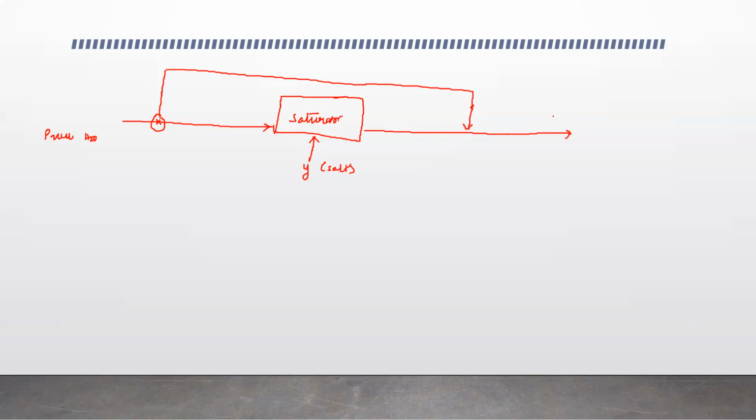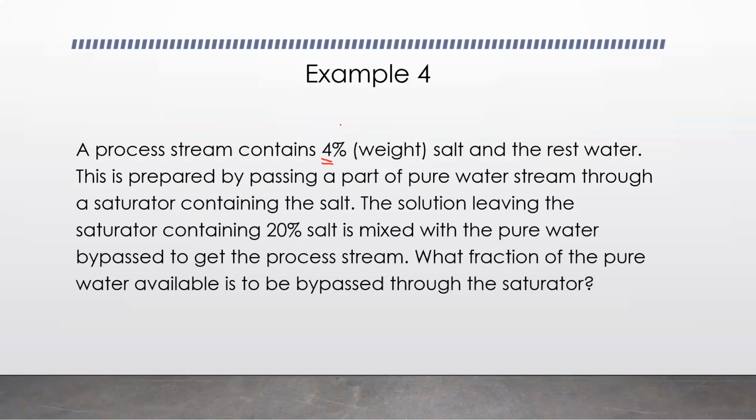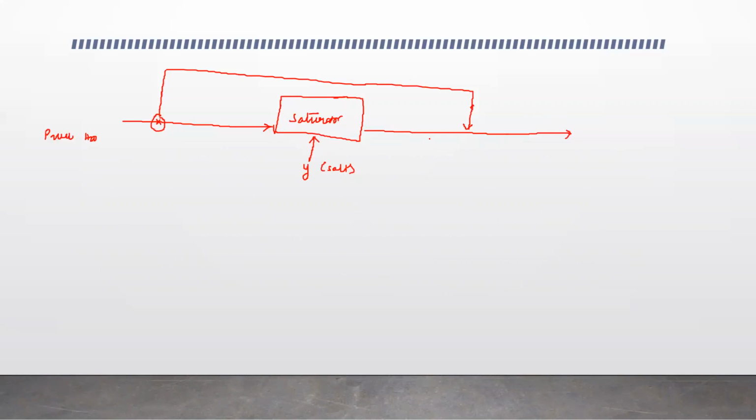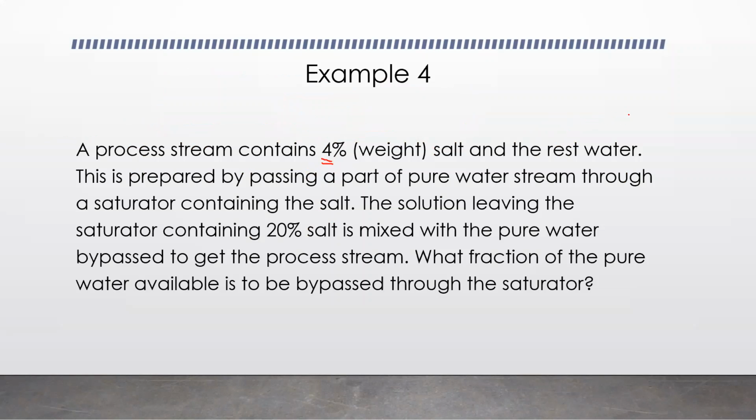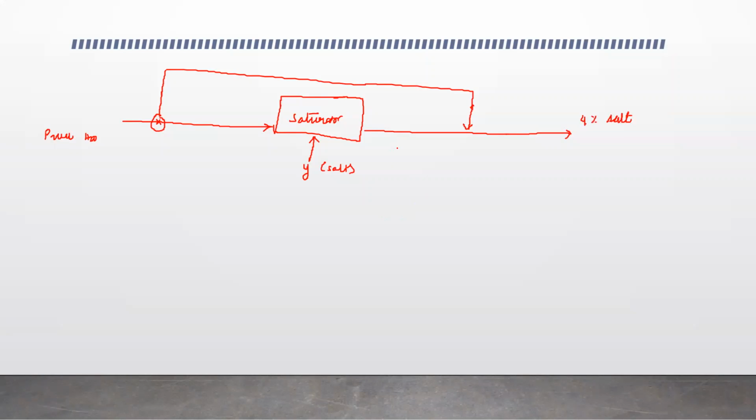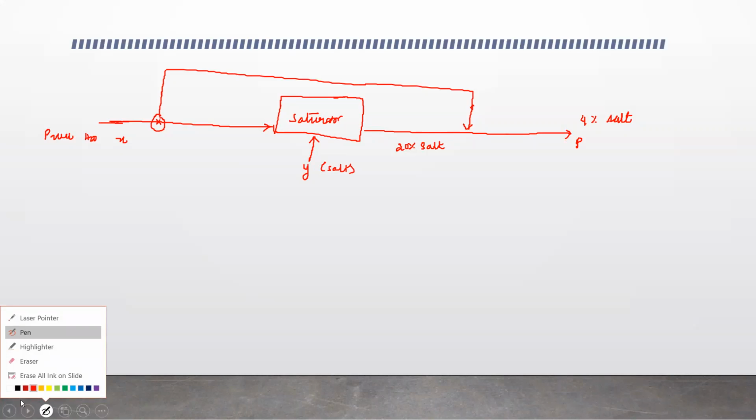All right. So now the process stream contains 4% salt by weight. And the solution leaving the saturator contains 20% salt. So let's consider that we have X kg of pure water, and over here we have, let's say, P kg of solution, right?